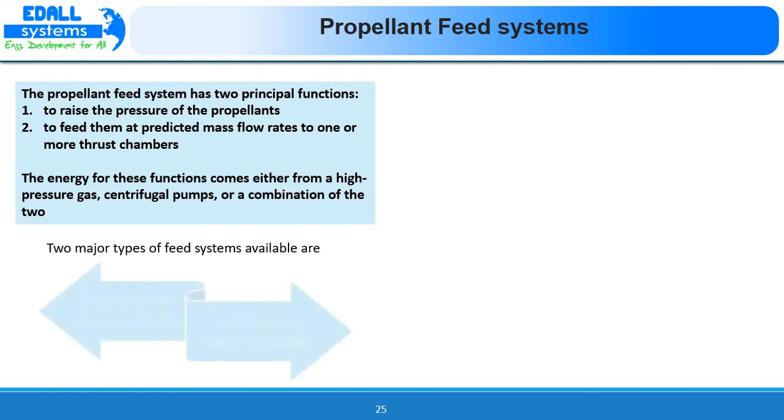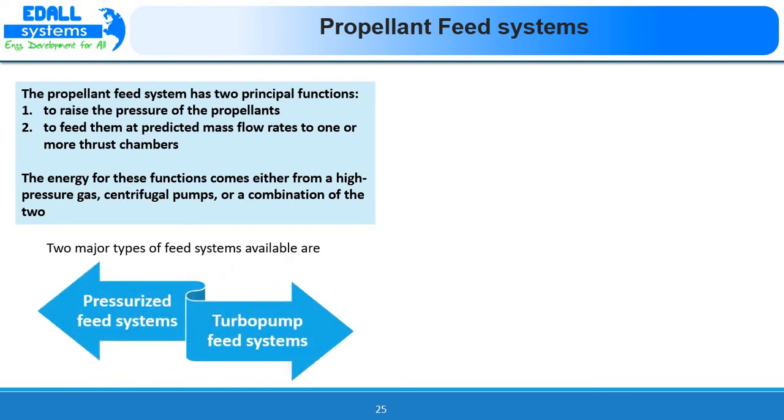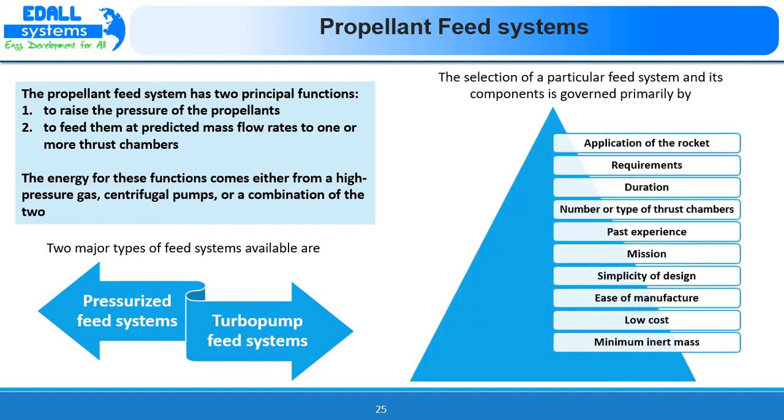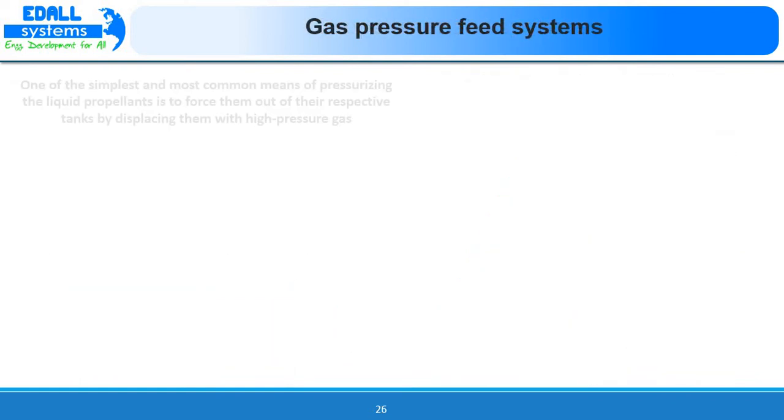Mostly there are two types of feed systems which we will discuss today. The first one is the pressurized feed system, then the turbo pump feed system. So how do we select which feed system is necessary for our application? There is selection criteria for a particular feed system and its components, which is governed by the application of the rocket, the requirements we have, the duration, number or type of thrust chambers available, past experience, the mission, simplicity of design, ease of manufacture, low cost, and minimum inert mass. These are the criteria based on which we can decide which feed system and its components should be selected for our application. First, we will discuss the gas pressure feed system.